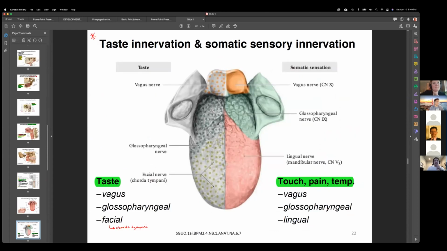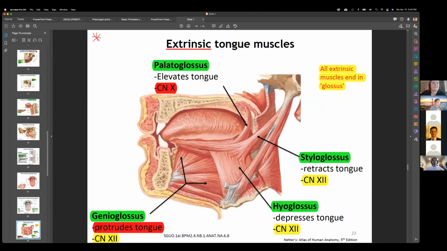Remember the chorda tympani goes to the anterior 2/3 for special sense of taste, and the lingual gives general sensation. Glossopharyngeal is the back of the tongue. The vagus nerve is very far back. Genioglossus protrudes the tongue. Palatoglossus is the exception: all of them come from 12 and palatoglossus comes from 10. I think that's correct. It got the red highlight, so there you go.